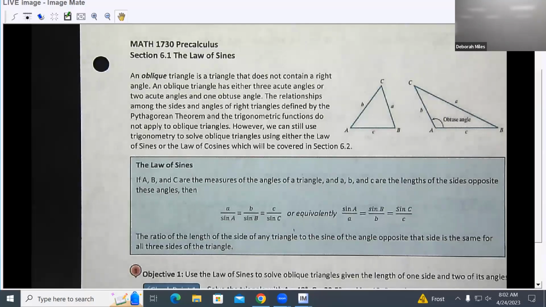All right, we only have 2 more days of stuff. 6.1 and 6.2 are the law of sines and law of cosines.